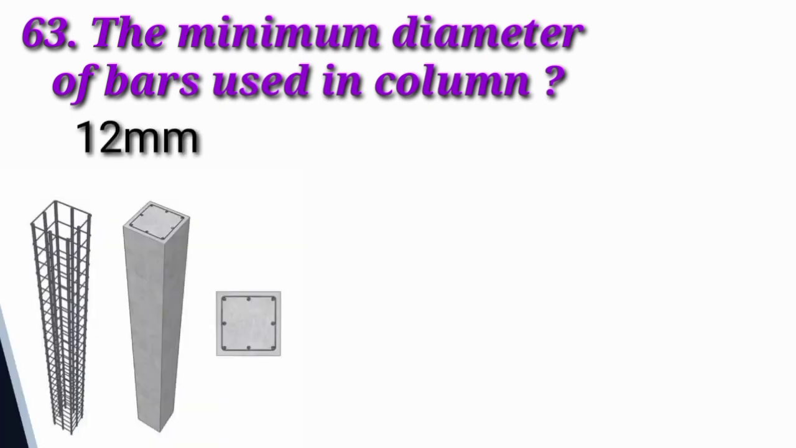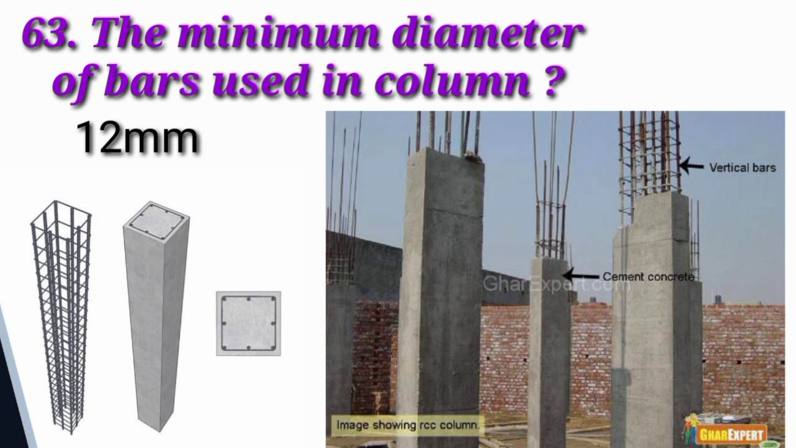The minimum diameter of bar used in a column is 12 mm. This is the column figure. You see properly, this is a square column. The minimum diameter of bar used in a column is 12 mm, no less than that, and 6 mm is only used for ties.